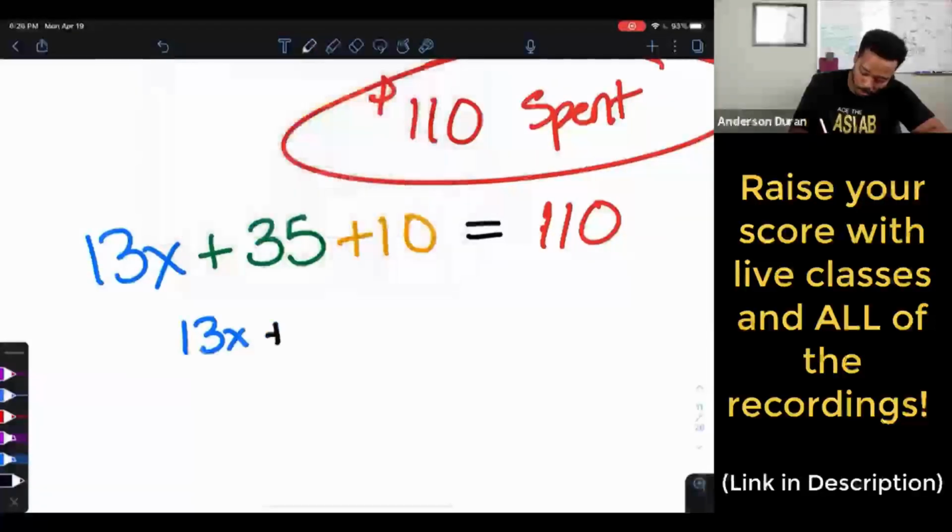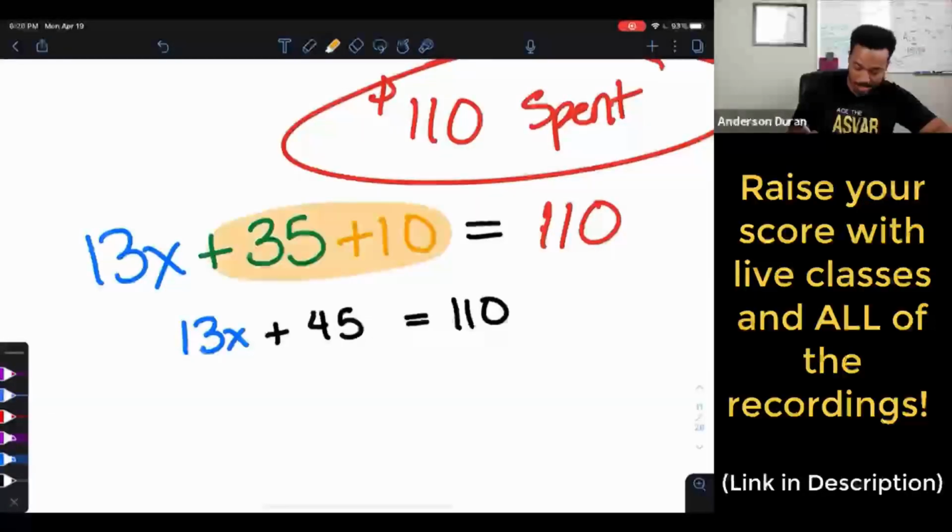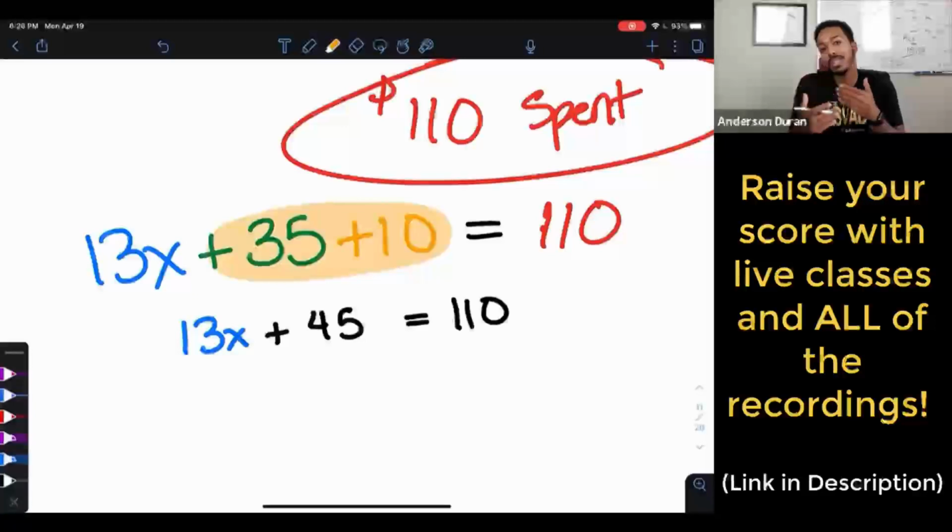Correcto mundo. That's right, 45. Good stuff. Right there, 45 equals 110. So now that we've taken care of that first step, in combining these like terms, now we want to take a look at this and say, okay, we got to work backwards.